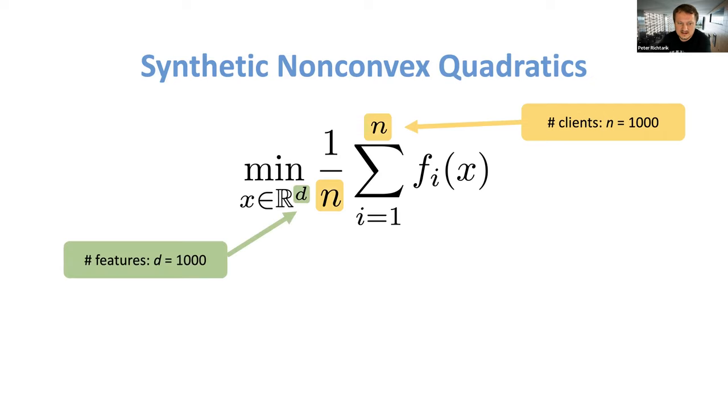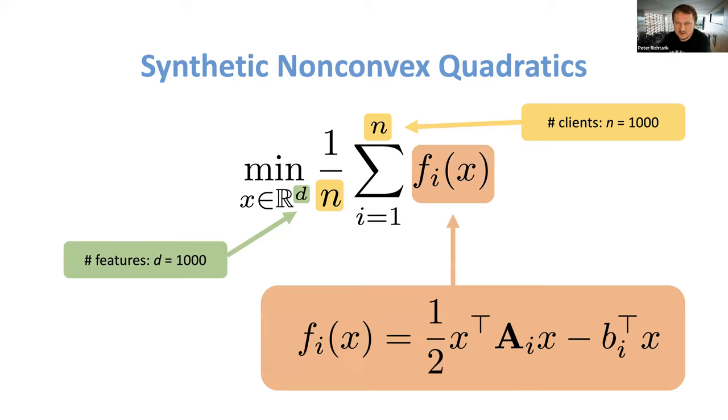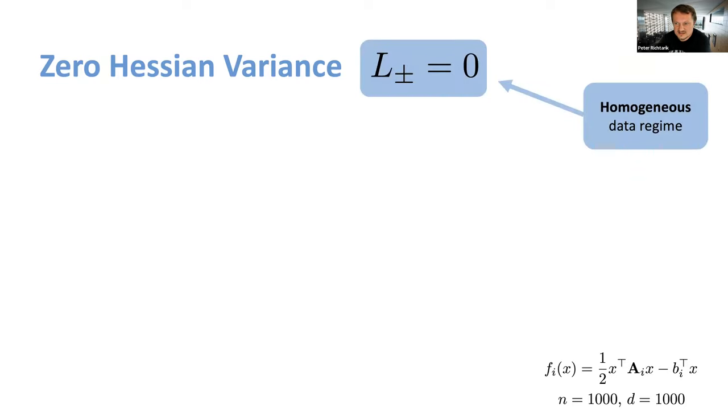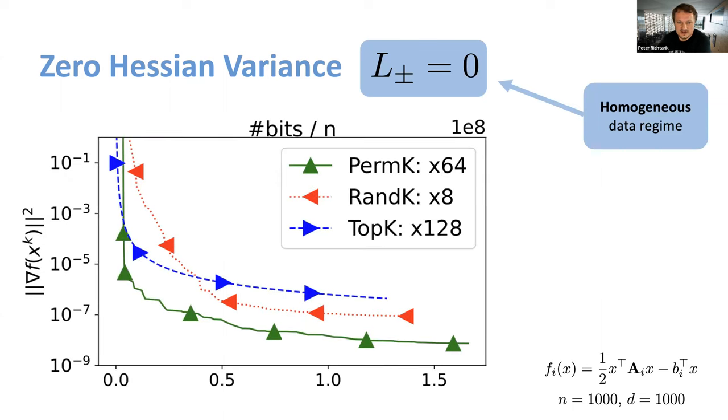So here we choose 1,000 clients and 1,000 features for simplicity, because then we can use just a simple permutation compressor that I explained before. And we work with non-convex quadratics. In this case, the average of these Hessians, we assume, is positive definite, but the individual A_i's don't necessarily have to be. Because Hessian variance is a property of these Hessians only, you just take the variance of these Hessians and compute the largest eigenvalue, and that's the Hessian variance L plus minus squared. So by designing the A_i's in a smart way, we can control for Hessian variance. In the zero Hessian variance setting, L plus minus zero, so you can think of this as the homogeneous data regime if you wish, we get this kind of a result.